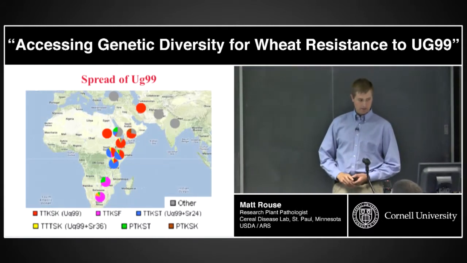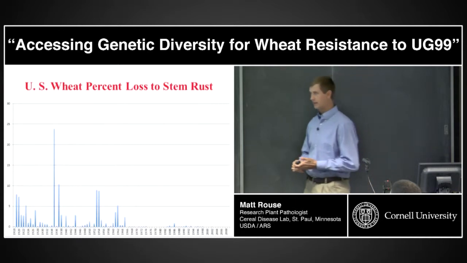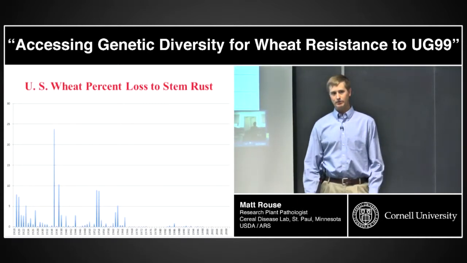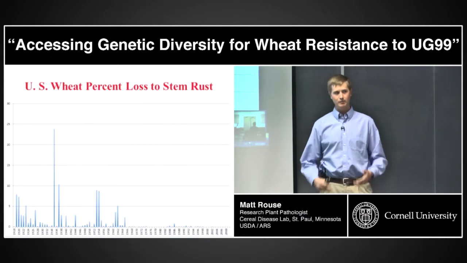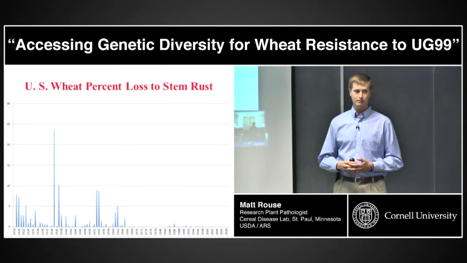And then another really significant piece of information about UG99 is that it's considered to be a very big threat to wheat production. And the reason why people consider it a threat is from what we know about UG99, what we know about stem rust in the past.